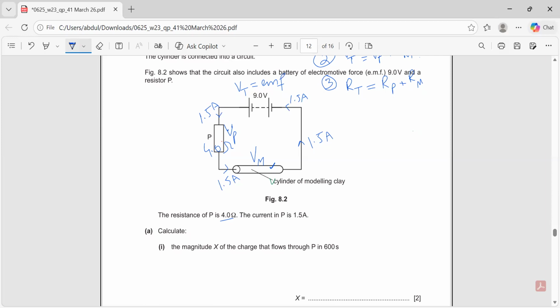I will just write, then I will rub. I see the current is 1.5 ampere, the resistance is 4. I guarantee you, the current Ip will be equal to Vp over Rp. Vp here will be equal to 6, Rp is 4. As you simplify, the answer will be equal to 1.5 amperes.